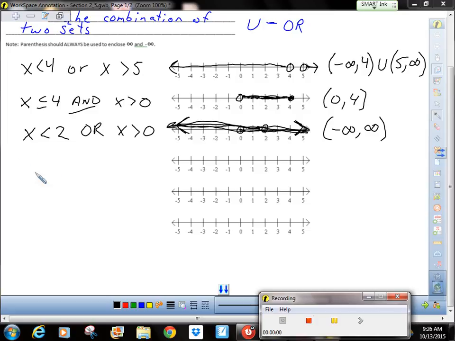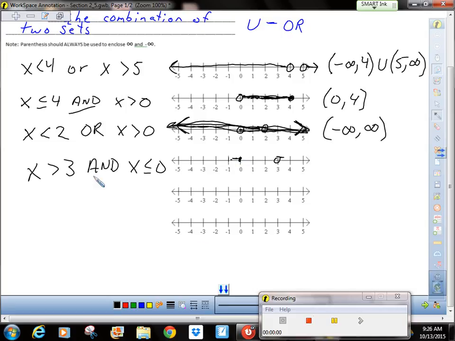Let's do x is greater than 3 and x is less than or equal to 0. Okay. x is greater than 3 and less than or equal to 0. So if I was going to graph it, I'd start at 3 going this way, wouldn't I? And if I was going to graph this part, I'd put a dot at 0 and go this way, wouldn't I?